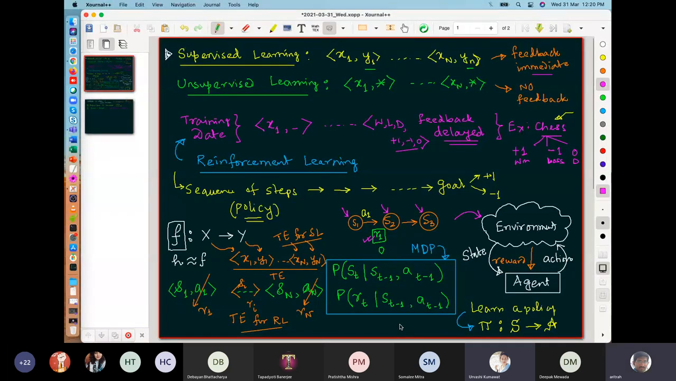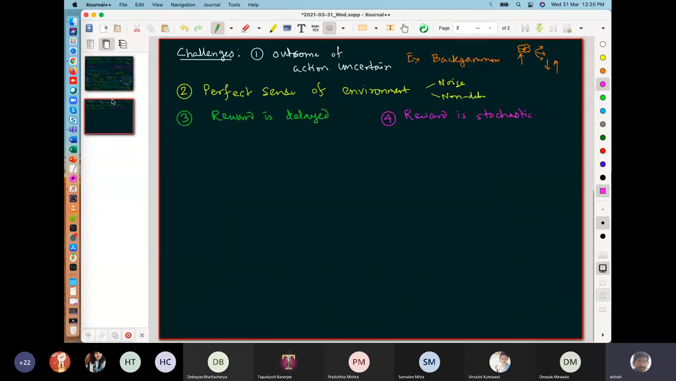Yes, it will be dynamic. Gradually I will come to that in the algorithm. Just let me put down the challenges, then I will formalize this a little bit more. You can see that the reward is delayed and it could be stochastic, and often the environment's action is also unknown. It may be noisy, non-determinism is one aspect, but you do not know how the environment reacts to it. You do not know the environment properly.